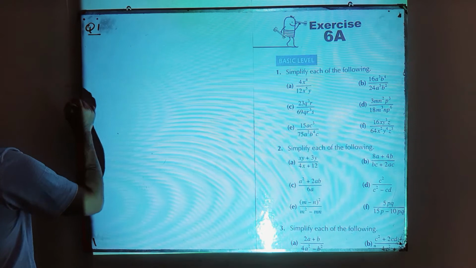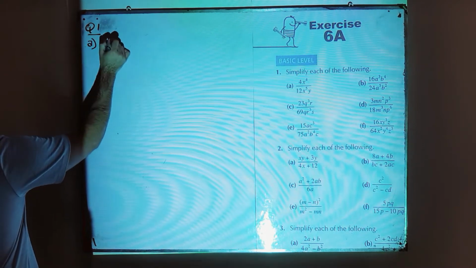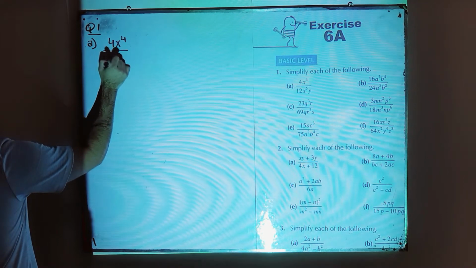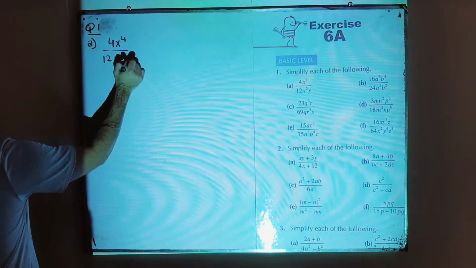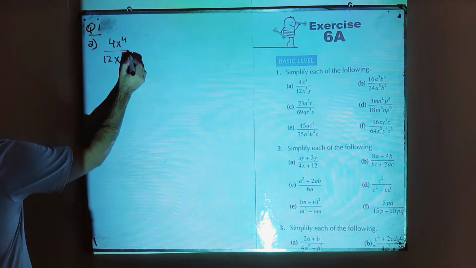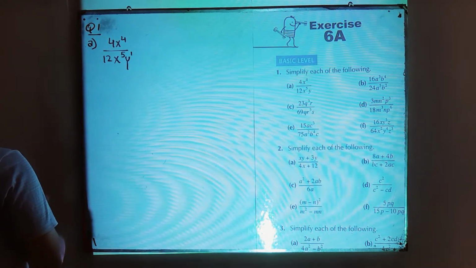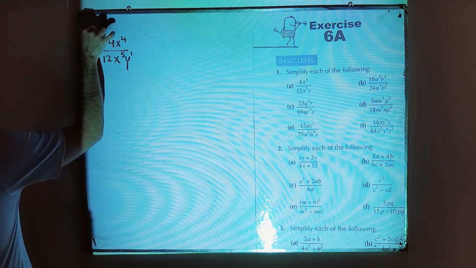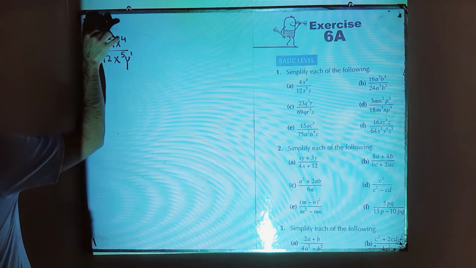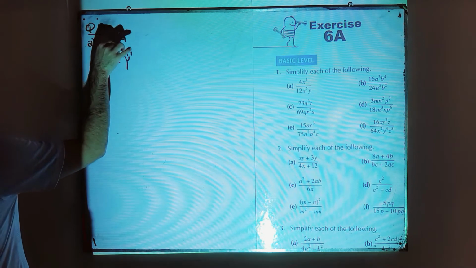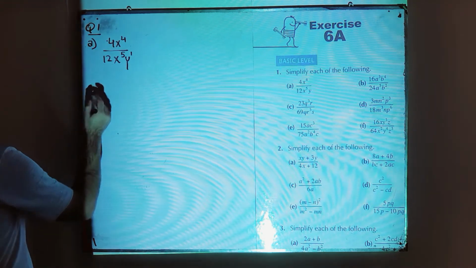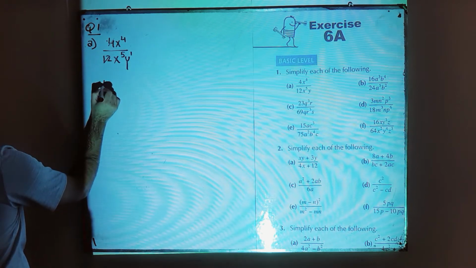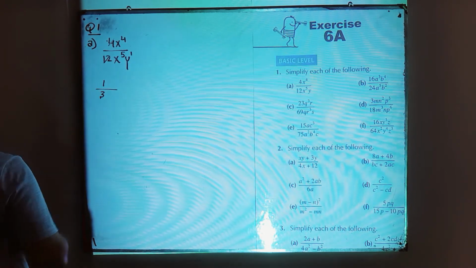Question number 1, part A, that is 4x^4 divided by 12x^5y. So this y has power 1. Basically we are going to work on the numbers 4 and 12, then on x, and then on y. So how are you going to solve it? You can simplify 4 and 12: 4 1 time 4, 4 3 times 12.